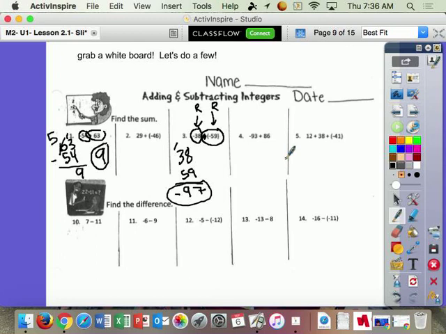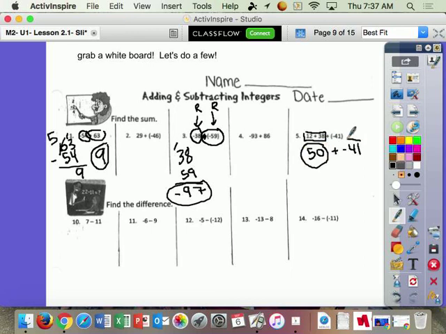Okay, let's do just a couple more. If I have something like 12 plus 38 plus negative 41, do this part first. I have 12 plus 38. What does that give me? They're both positive, just add them up. 50, good. Then I have plus negative 41.